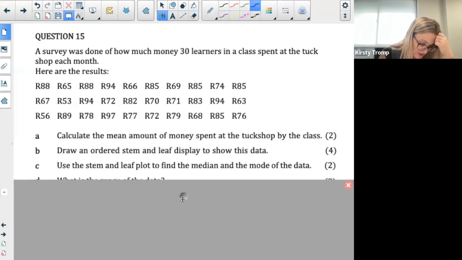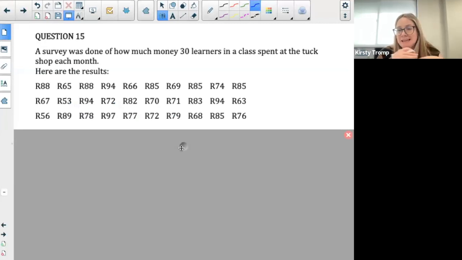All right, we have just done mean, median, mode, range, all those types of things. Our question says a survey was done of how much money 50 learners in a class spent at the tuck shop each month. Here are the results. They've given us the results of all the money that 50 learners are spending at a tuck shop.